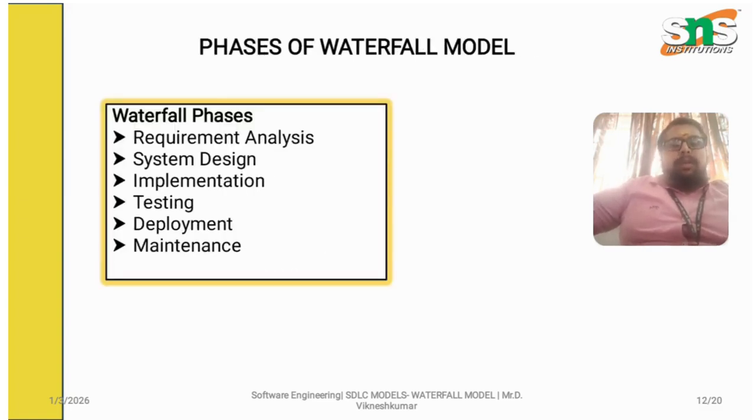The phases of the waterfall model, as we said earlier, are six. The first one is requirement analysis. Next is system design. The third one is implementation. The fourth one is testing. The fifth one is deployment. And the sixth one is maintenance. After completion of each and every phase only, the next phase begins. So it must be in a sequential order.